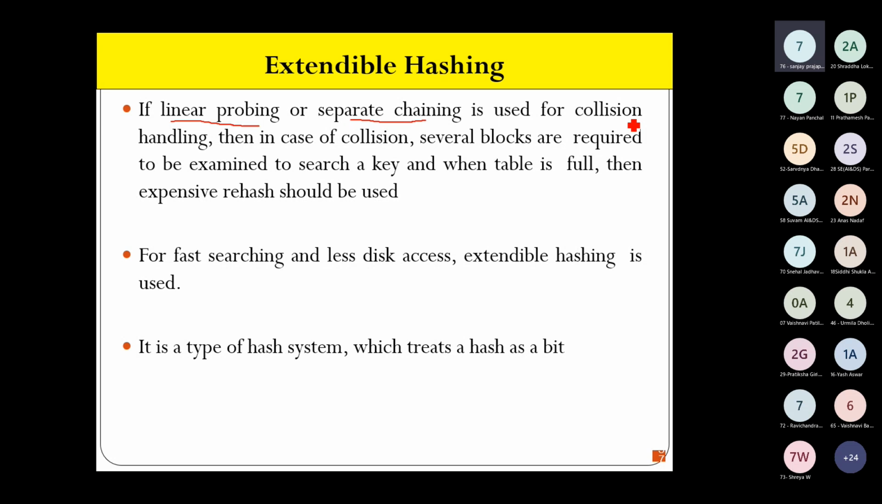But if there are so many collisions and we are using linear probing or separate chaining or these techniques for handling collision, then in the worst case it may happen that the complexity, for which we used this technique, is not achieved. So fast searching and less disk access is achieved in the case of extendable hashing.